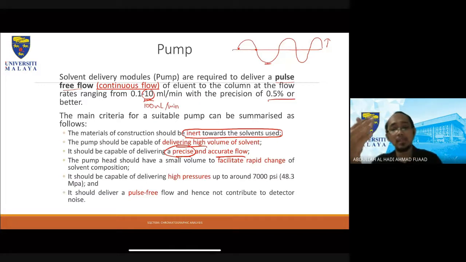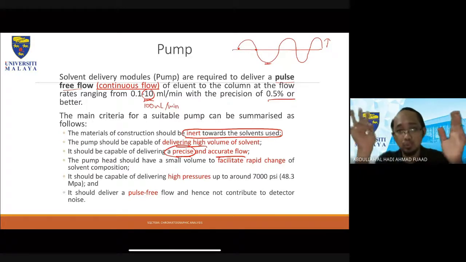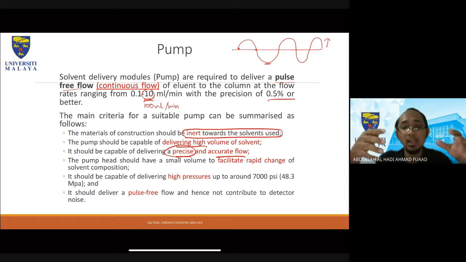Say for example your pump, when you originally purchase it, is very precise and very accurate. If you set it to 1 mL per minute, it will be 1 mL per minute. If you set it to 5 mL per minute and measure it, either manually using a measuring cylinder or using a syringe, you do get 5 mL per minute. But say after a month, when you redo your preventive maintenance, you check your flow and suddenly the flow becomes 4.5 mL per minute, then you know something is wrong.